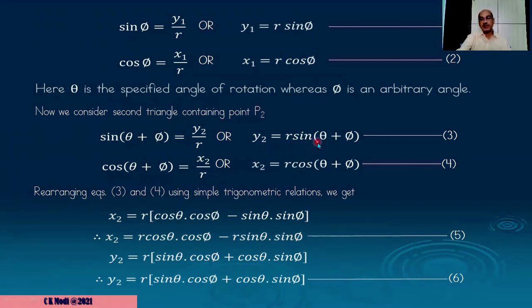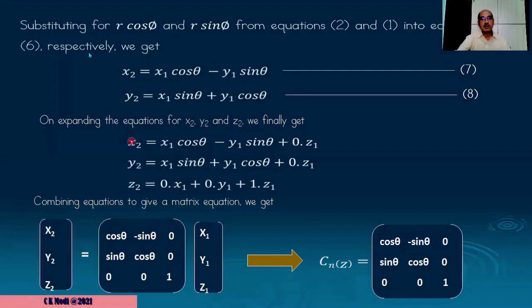And for y2, using simple trigonometry relations, when we expand this bracket, r sin theta cos phi plus cos theta sin phi. Therefore y2 is equal to r sin theta cos phi plus cos theta sin phi. This is equation number 6.